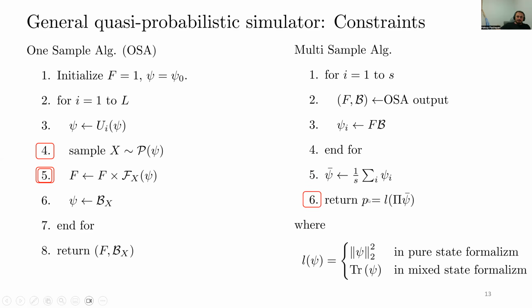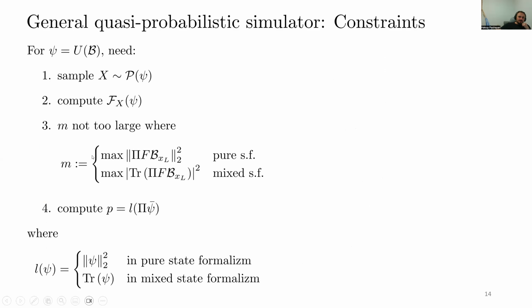And finally, we have to be able to compute this function on this average. So this here is basically a summary of the key hurdles that your simulator has to overcome: sampling, computing F, M not growing too quickly, and being able to compute this length formula.